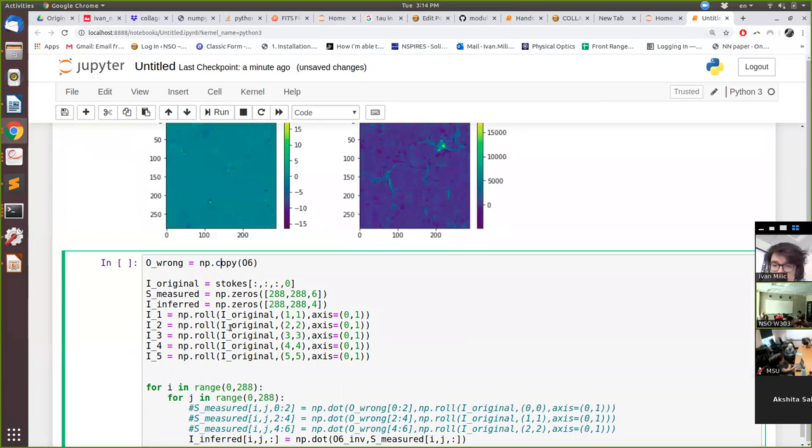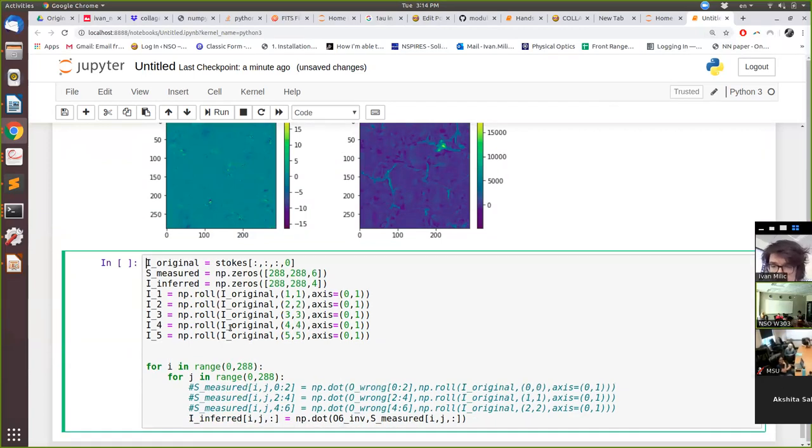So, we're going to still have the nice original one. The original is the intensity where I only selected one wavelength. Now, my measurements are basically images at six different modulation states, and I'm inferring back some intensity, which is the Stokes parameters, at four intensities.